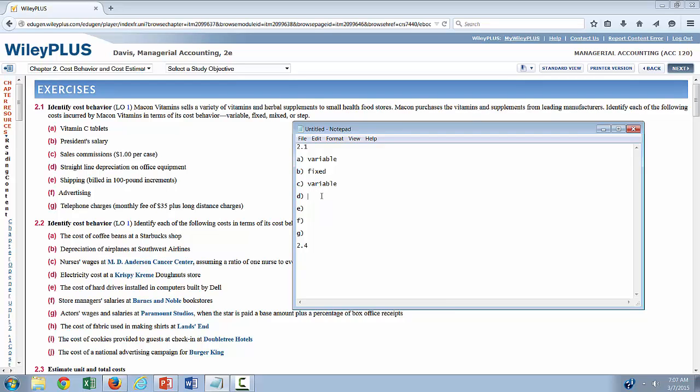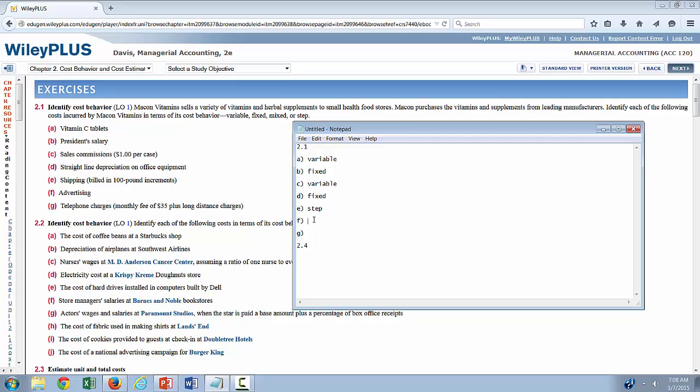Straight line depreciation on the office equipment. Remember, straight line depreciation is the same every period. That's not going to change, so that's going to be a fixed cost also. Shipping is billed in 100-pound increments. Okay, so that means that it's only going to go up when you have a 100-pound increment. That sounds like a step cost. It's going to go up in steps.